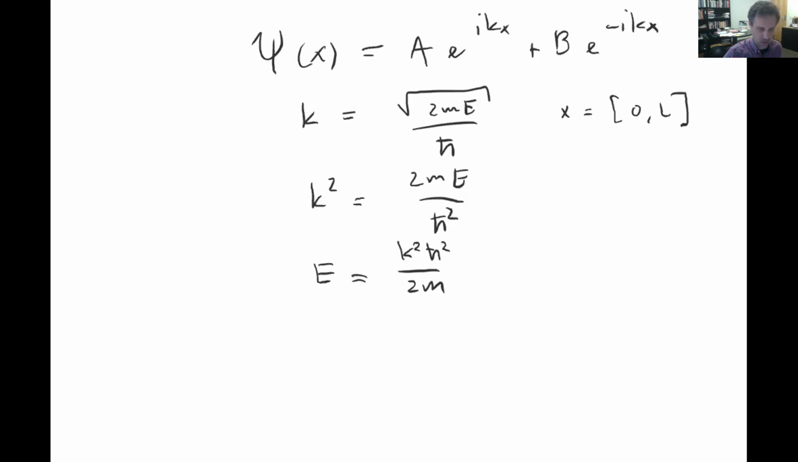So what kind of information do we have then? Well, we just determined that there's a condition, namely at the location 0, the amplitude must go to 0, and the same is true at the location L. That is basically the boundary condition.